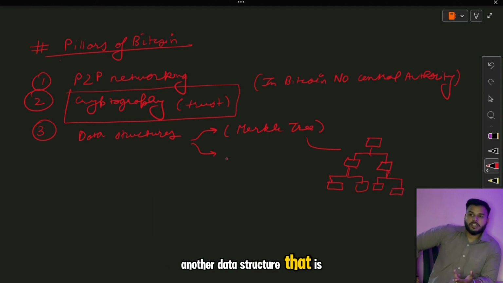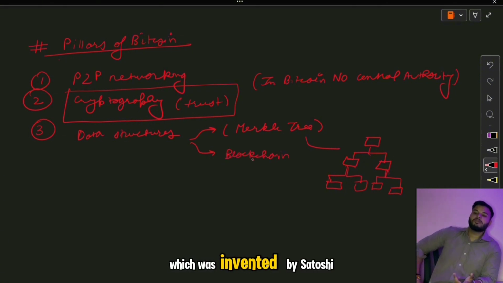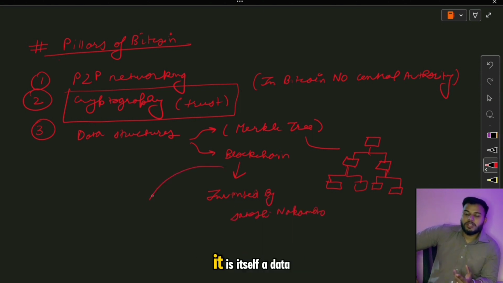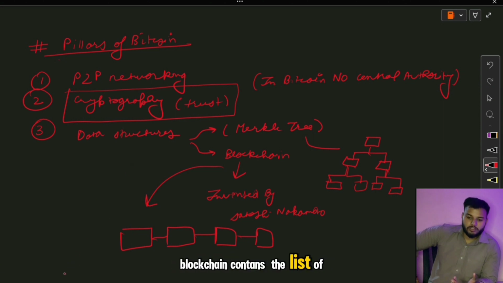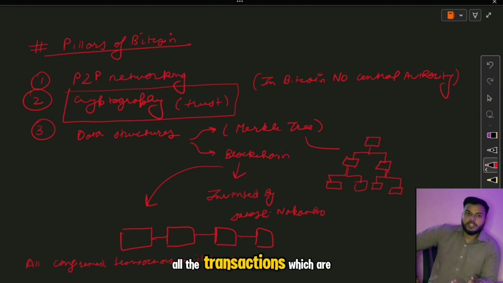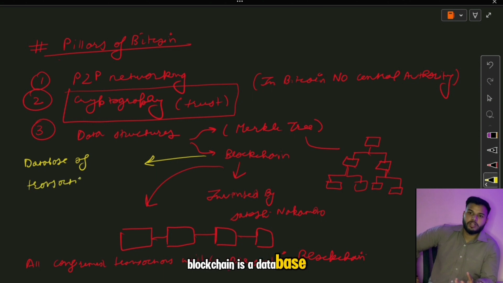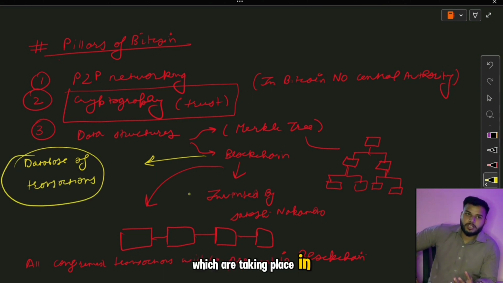Another very important data structure is the blockchain itself, which was invented by Satoshi Nakamoto. As I have told you before, blockchain is itself a data structure. It contains the list of all the transactions going on in the Bitcoin network. All the transactions which are confirmed will be present in the blockchain. Basically, blockchain is a database of the transactions taking place in the Bitcoin network.